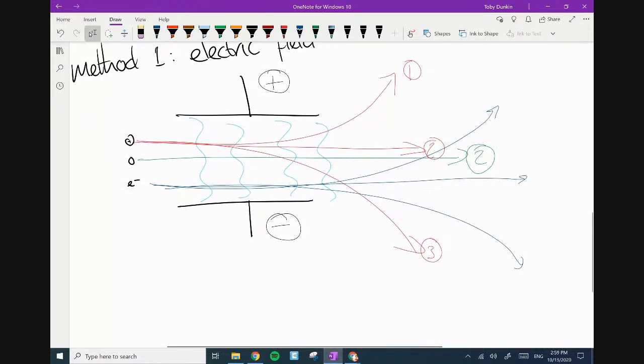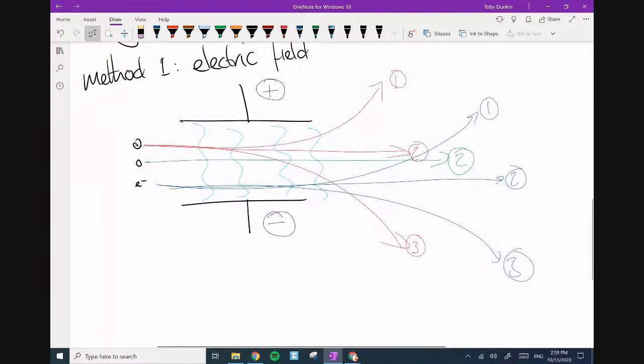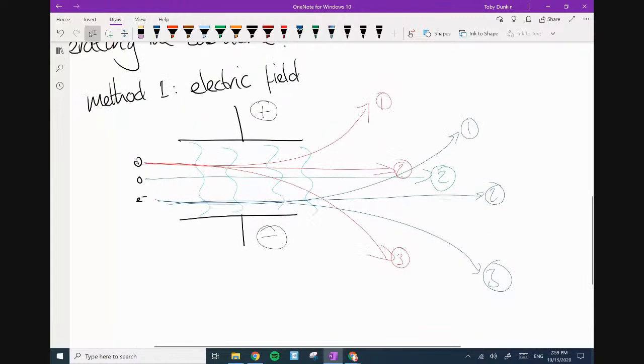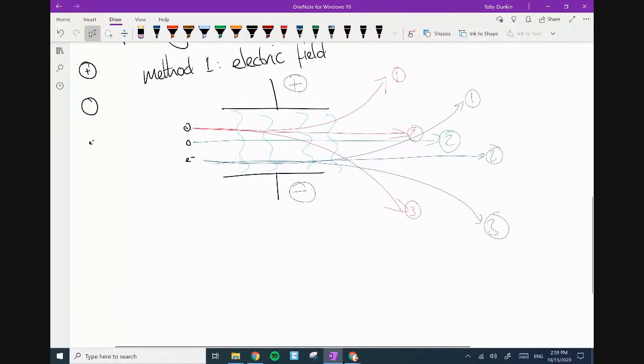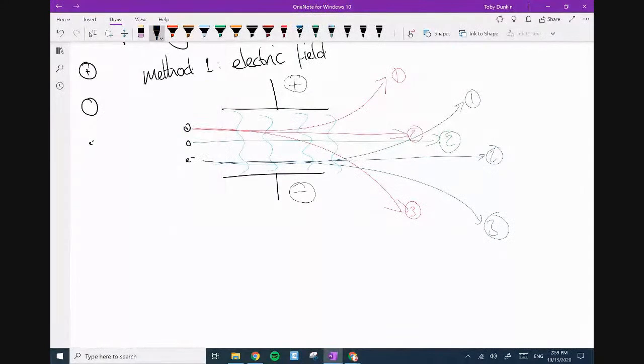Right, I'll do options 1, 2, and 3. Come on, guys. I know the delay is massive. While you guys are doing that, I'm going to start work on the next method. Option 1 for the electron, yes, correct.